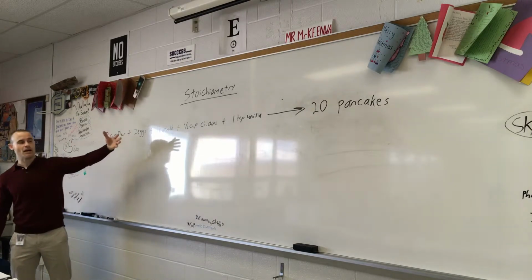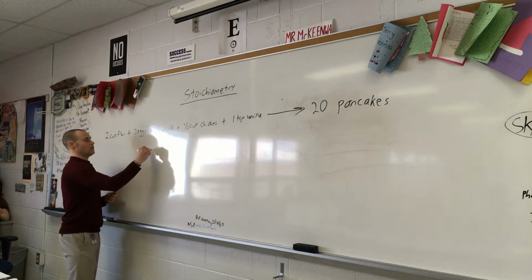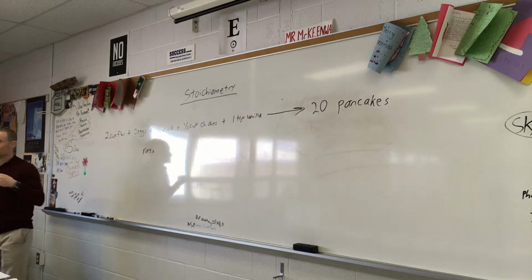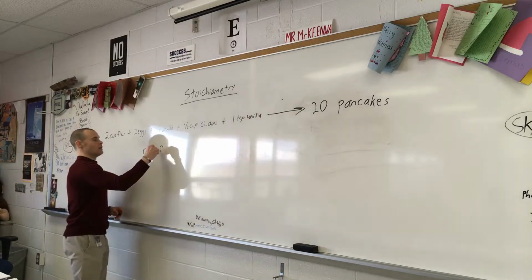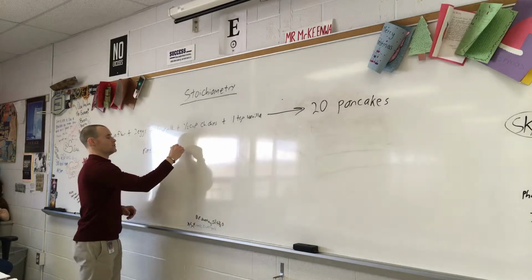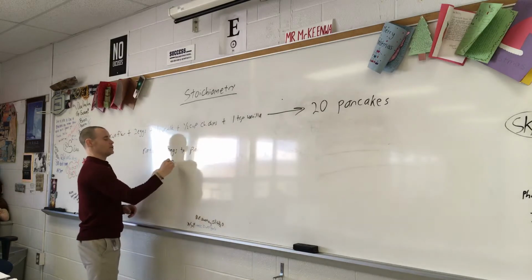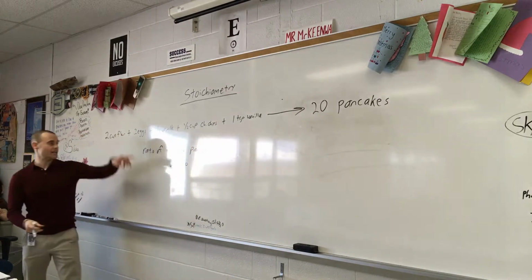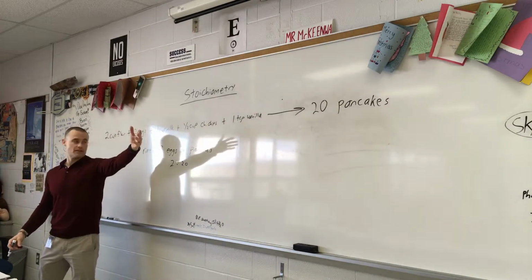So if I was to ask you guys, what is the ratio between eggs and pancakes, according to the coefficients on the board? 2 to 20, right? The ratio of eggs to pancakes is 2 to 20. What does that mean? I need 2 eggs in this recipe to get 20 pancakes.